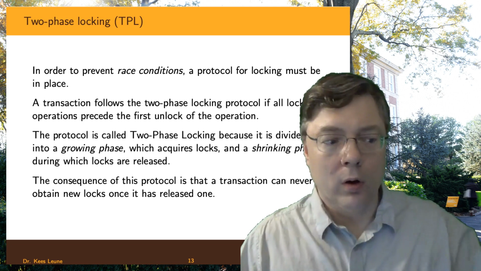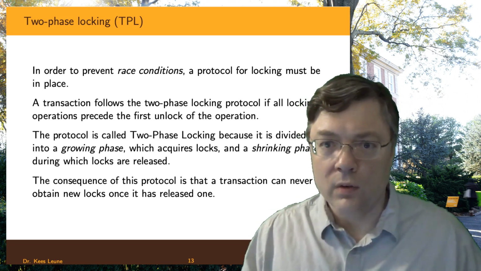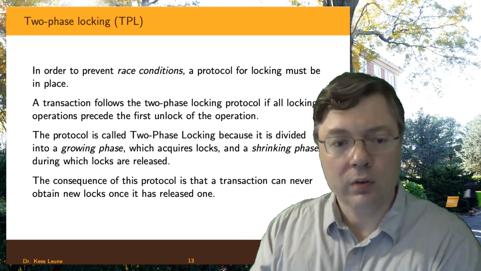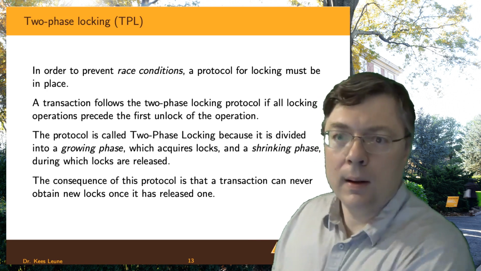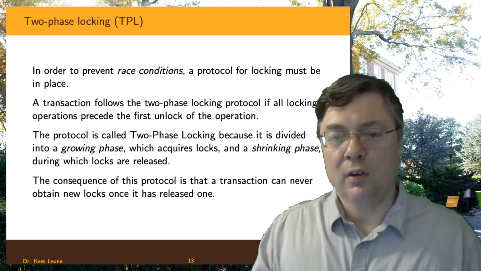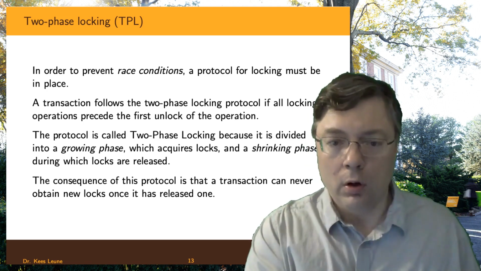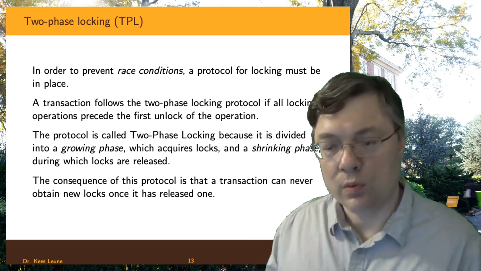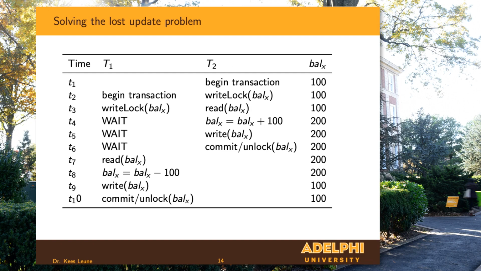You can't lock a little bit of data first, then do some operations, then get some more locks, and then release one, and then get another one. That won't work with two-phase locking. The whole point of this protocol is that you first get all of your locks, do what you need to do, and then you remove all of your locks.